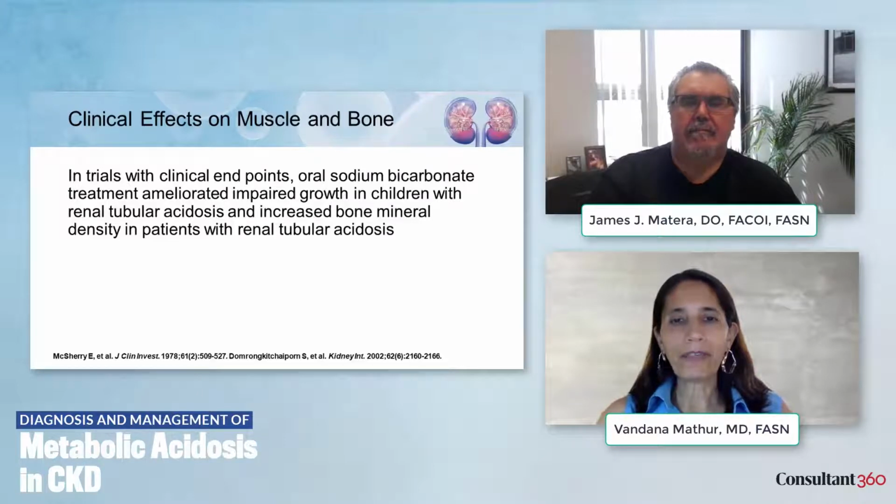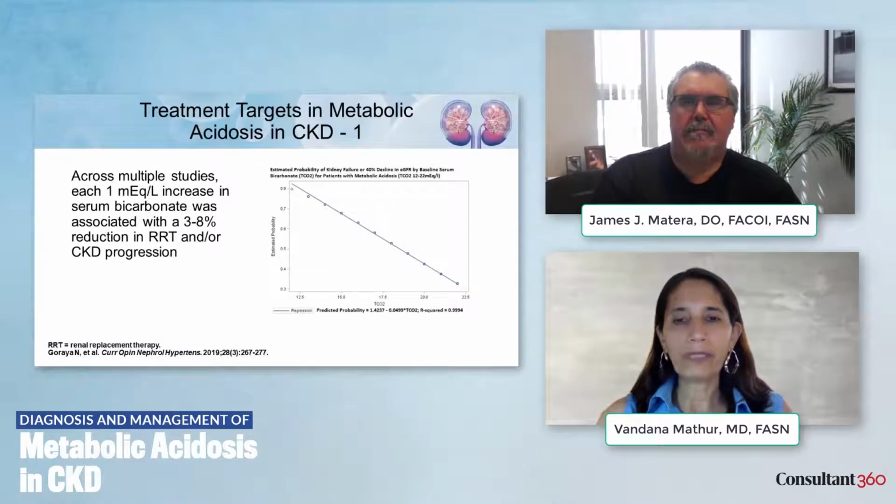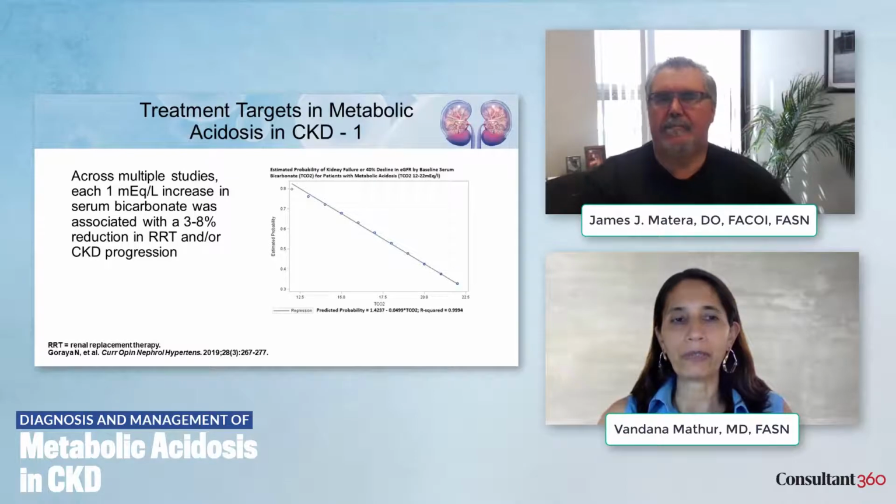If we look at the graph here on the right, what it's showing us is that for every 1 milliequivalent decline in total CO2 or bicarbonate, there's an incremental linear risk of a 40% decline in eGFR in patients with CKD. This was done in patients with CKD and GFRs less than 60. Across the spectrum of studies, every 1 milliequivalent increase in serum bicarbonate was associated with a 3 to 8% reduction in renal replacement therapy and or CKD progression.